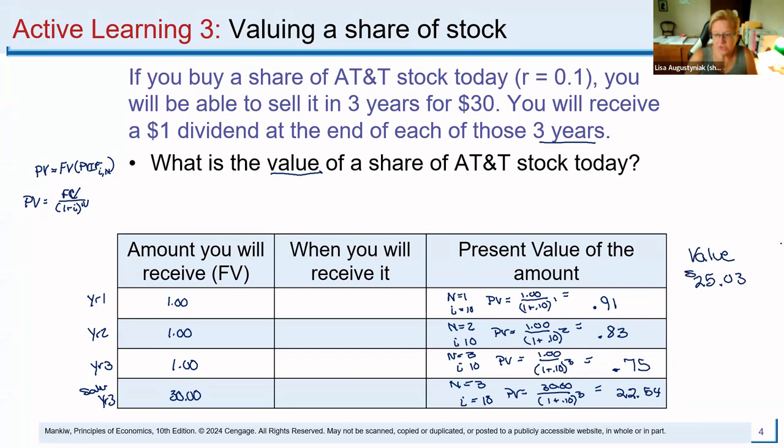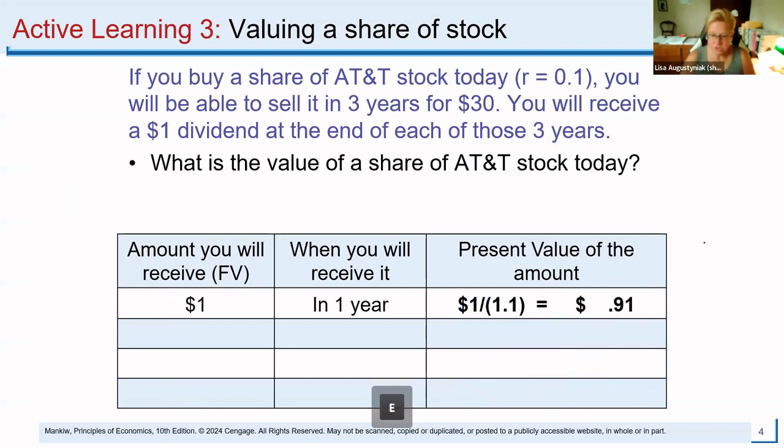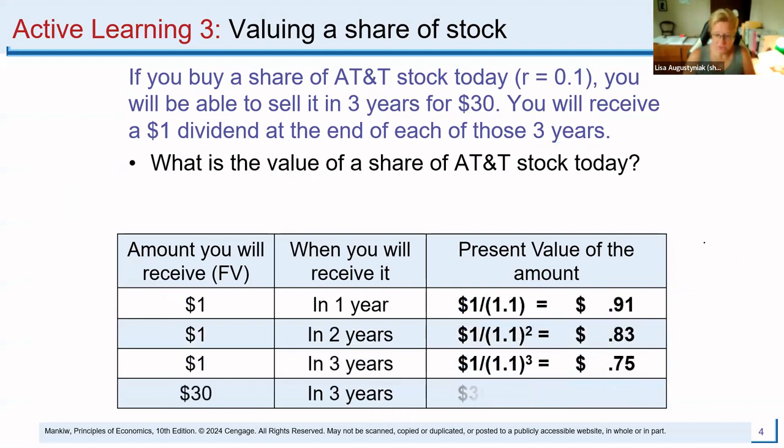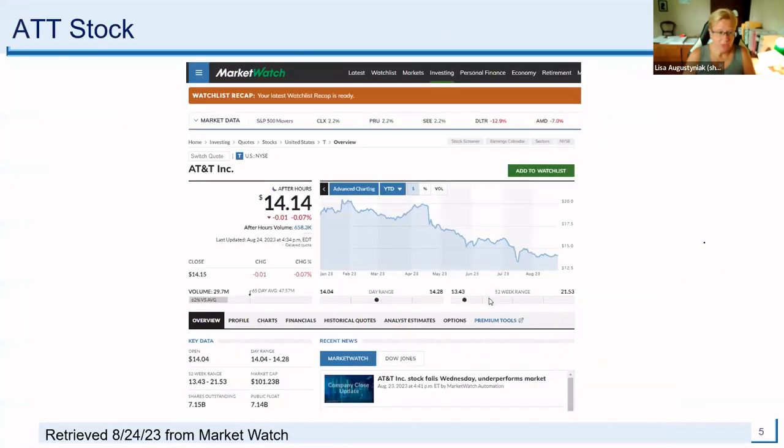Now, what we would do is take a look at, well, what is the market price right now of a share of AT&T stock? So let's go ahead and look at that and see if our 25.03, our value, are we overvalued, undervalued, or fair valued? So let me erase this for just a moment. So we have 91, 83, 75, 22.54. Right now, this was not that long ago. I think I pulled this on 8/24 of 2023. Notice that our share price is $14.14. And that was an after hours trading.